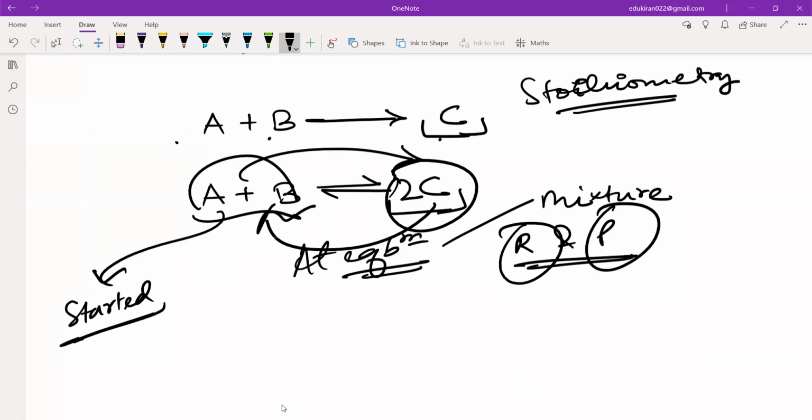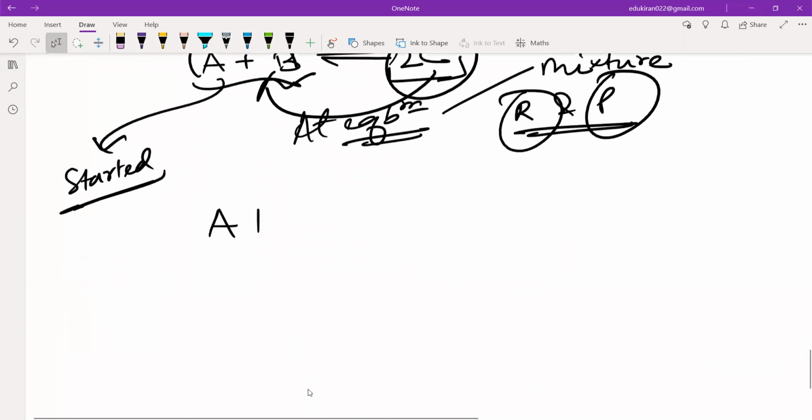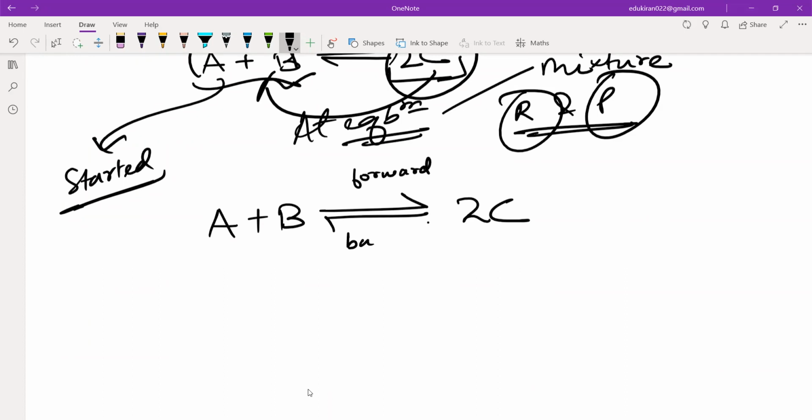That means at an equilibrium, when nothing is happening, A plus B, which was giving me C, let's say 2 moles of C, and C plus C is also giving me A and B. So how do we show this reaction? We show this reaction by a reversible arrow. A plus B giving me C is forward. 2C giving me A plus B is backward.